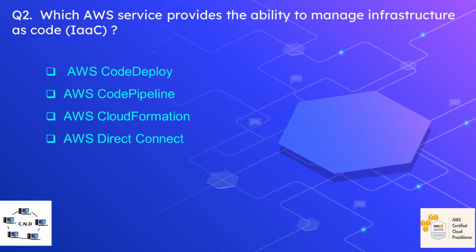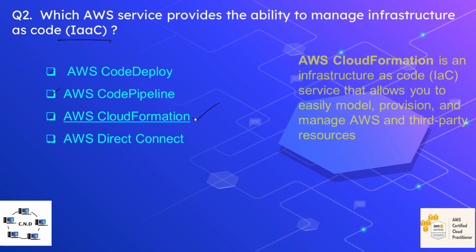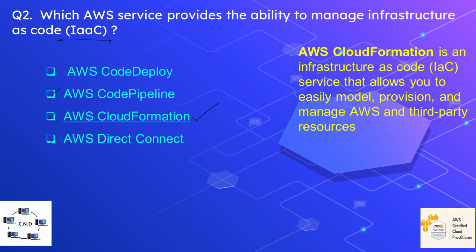Question number two is that which AWS service provides the ability to manage infrastructure as code? And the options are A, AWS CodeDeploy, option B is AWS CodePipeline, option C is AWS CloudFormation, and option D is AWS Direct Connect. And the correct option is AWS CloudFormation. And what is AWS CloudFormation? It is an infrastructure as code service that allows you to easily model, provision, and manage AWS and third-party resources.